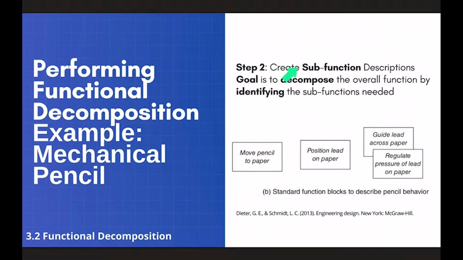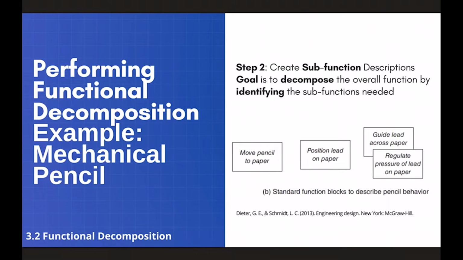Step number 2, create sub-function descriptions, where the goal is to decompose the overall function by identifying the sub-functions needed. We know from the previous slide that the identified overall function is to capture lead markings on paper. So now in step number 2, we need to think about what the sub-functions related to the overall function are.